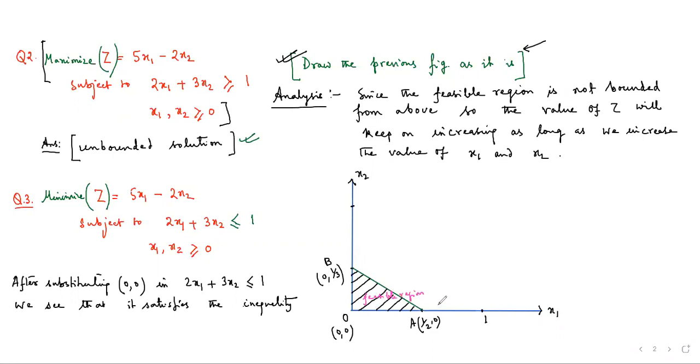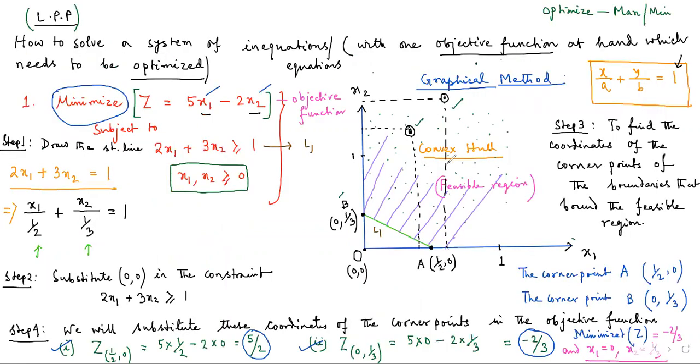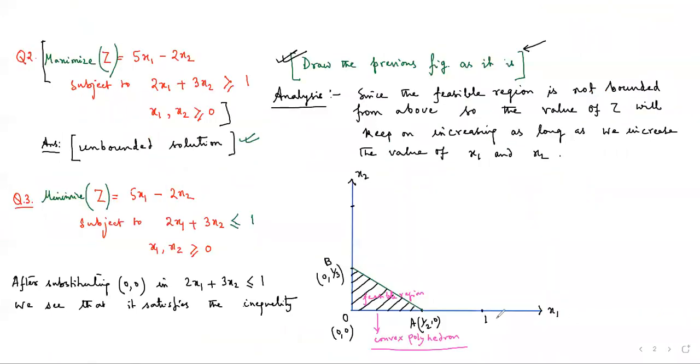Such a type of figure is called a convex polyhedron. A mathematical definition of convex polyhedron I have not yet discussed, but with respect to the problem, I am trying to explain the difference between the two. Previously, that was unbounded from the upper end, so that was a convex hull. Now it is bounded from all ends, so it is a convex polyhedron. This is in a very rough sense. It is not the actual mathematical definition. The actual definition I will give you later on.